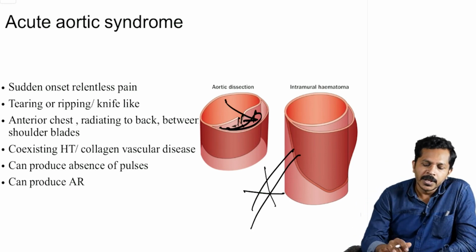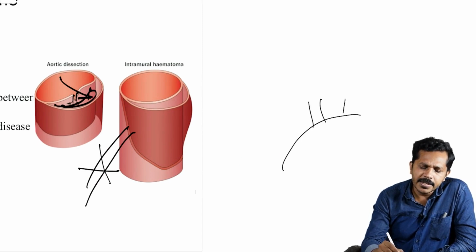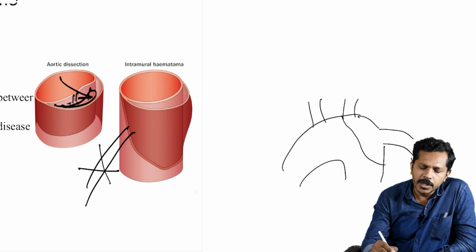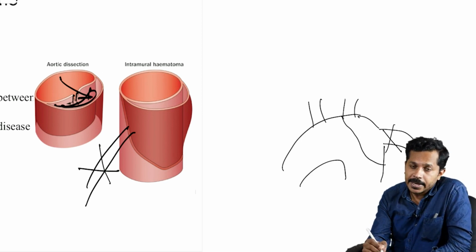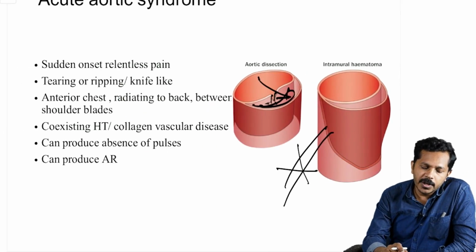For example, you know the aortic arch. In the aortic arch you have the carotid arteries as well as the subclavian artery coming. So if there is a dissection of the aorta which is involving this area, it will obstruct the blood flow to this artery and may result in absence of pulse in that limb. So that is an important feature you have to identify.